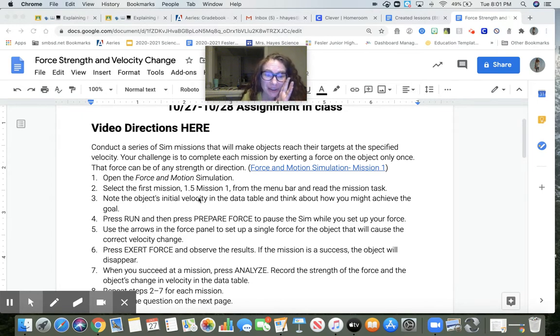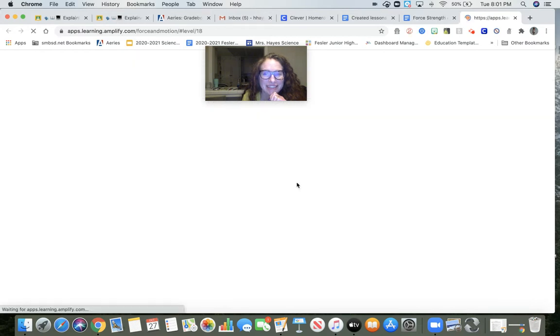So what we're going to do is conduct a series of sim missions that will make objects reach their targets at a specified velocity. We have a starting velocity, and then we're going to get it to an ending velocity, and we're going to do that by exerting a force. And it can only be one force. We can't have it hit multiple times. So we're going to open the sim. This link is going to take us straight to mission 1. You want to go through the link, because then you don't get lost.